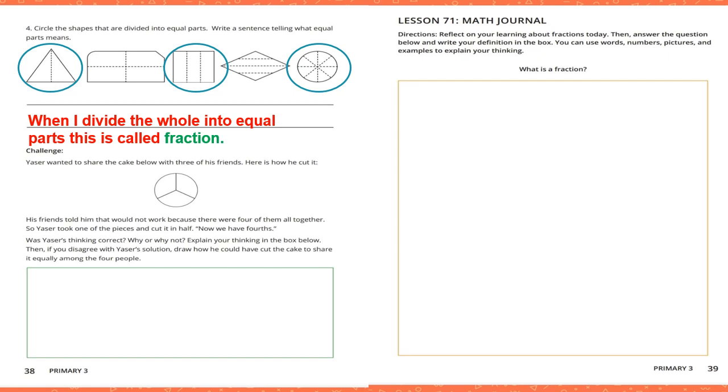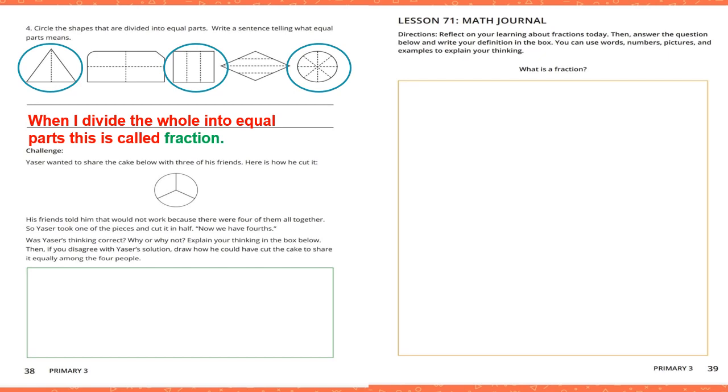He said, now we have fourths. Fourths means 4 equal parts. Do we have 4 equal parts if we took one of these pieces and cut it into halves? So, do I have equal parts now? Was Yasser's thinking correct? Why or why not? Explain your thinking below. If you disagree, you can draw a solution.